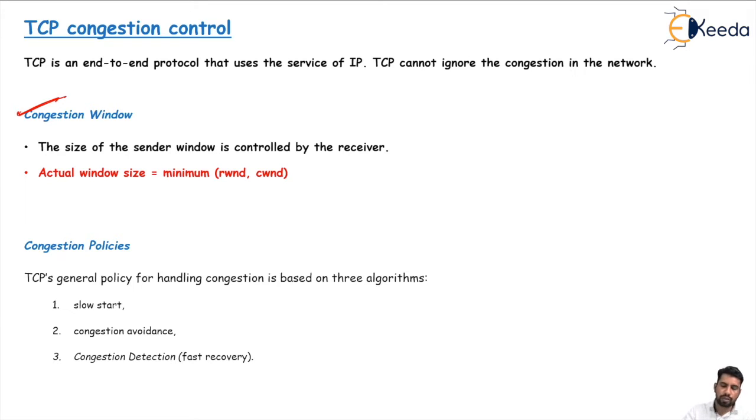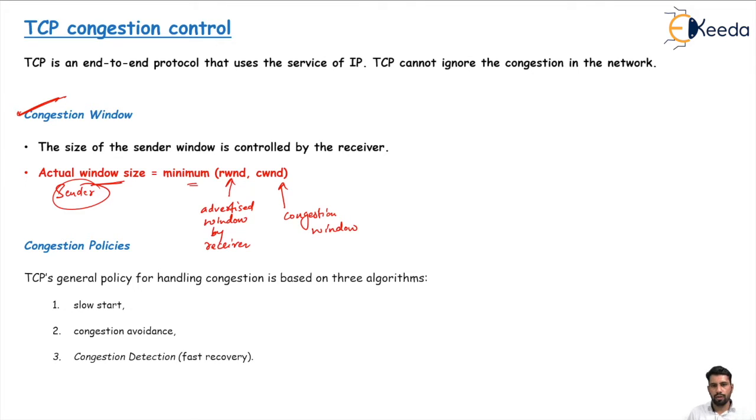The size of the sender window is controlled by the receiver, as we have already seen. The actual sender window size is equal to the minimum of the receiver window size, or the advertised window by the receiver, and the congestion window. The minimum of both is the actual sender window size. So for handling congestion, we have these policies.